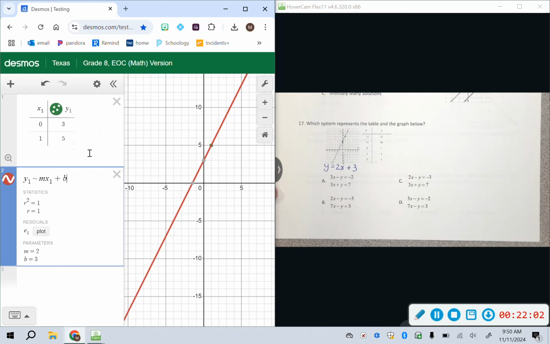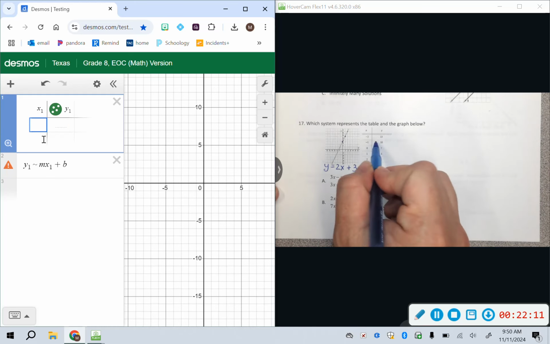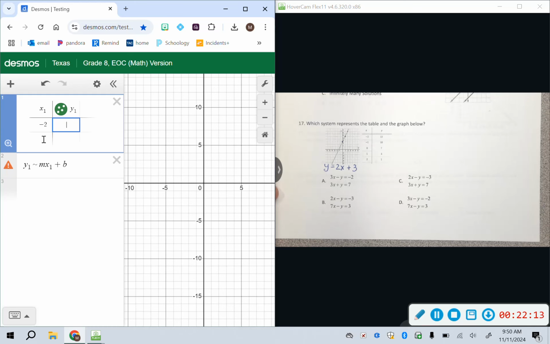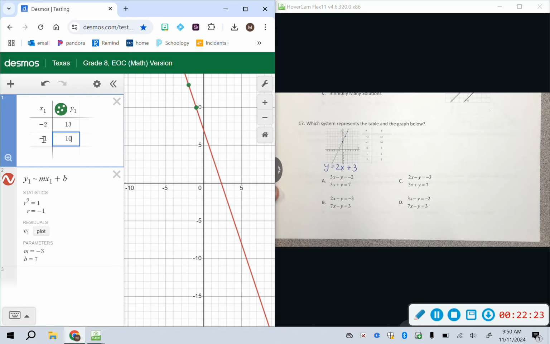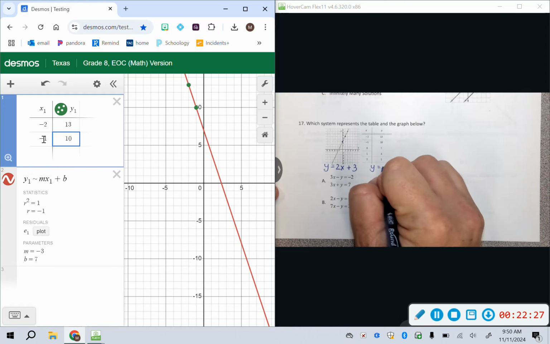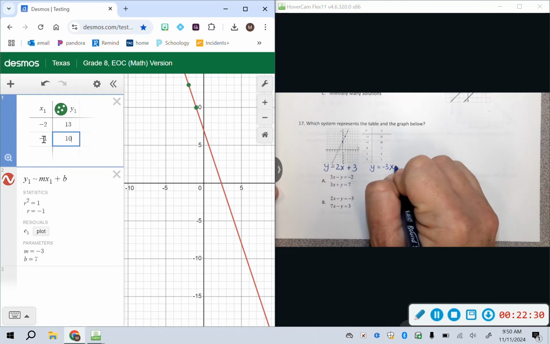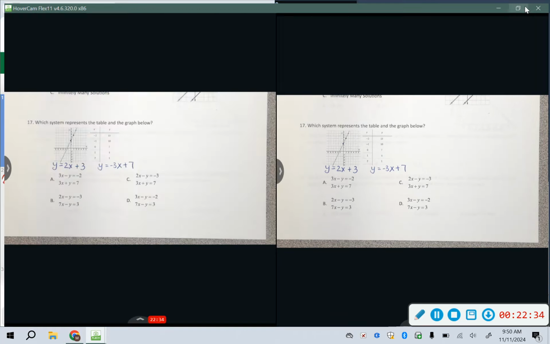Okay, and then I'm going to redo it. I don't even have to erase this. We're just going to change the numbers here. I need to put 2 numbers out of this table. So I have (-2, 13) and then I have (-1, 10). Again, this one gives me y equals, I have -3 for m, x comes behind my m, plus 7 for my y-intercept. So that is what I have for my 2 y equals equations.